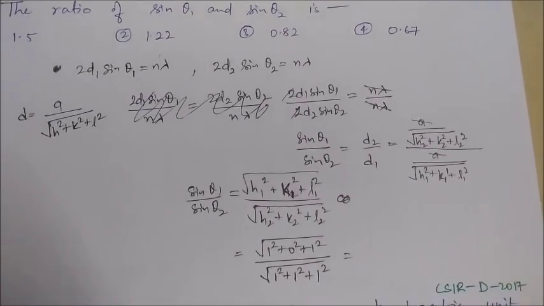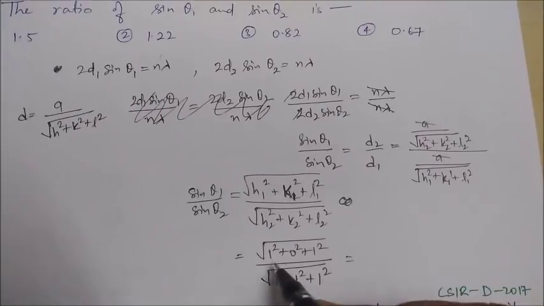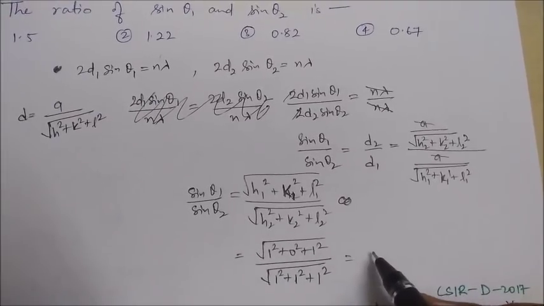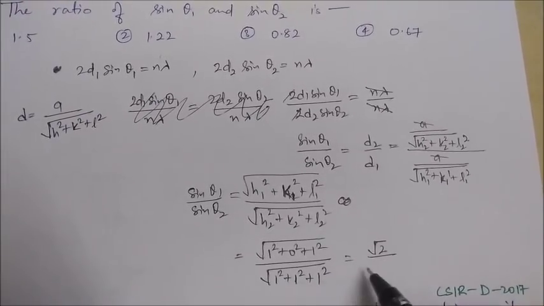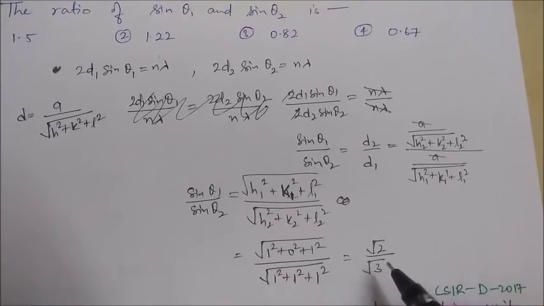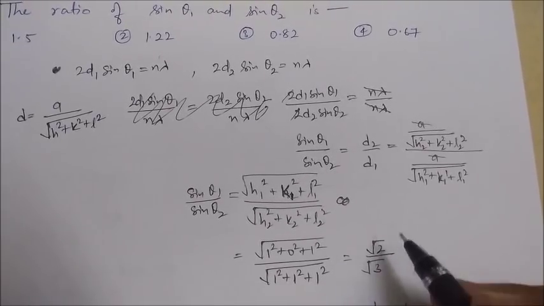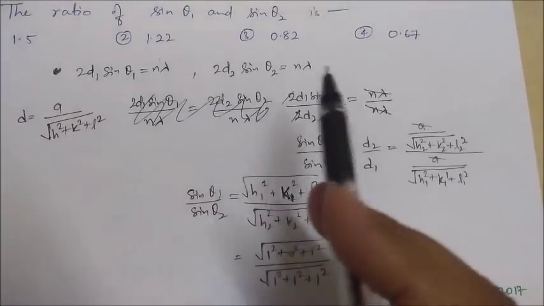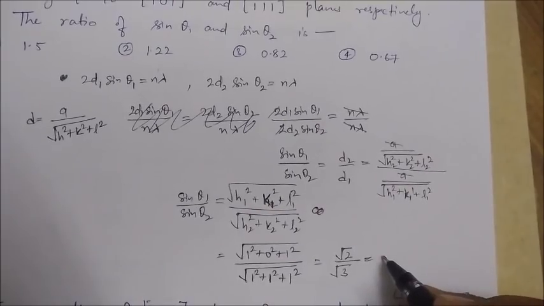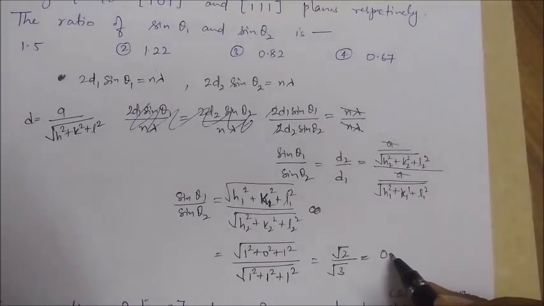So how much will be the answer? In the numerator I will get 1 plus 0 plus 1, which gives 2, so under root 2, upon, in the denominator, under root 3. So I will get root 2 by root 3. Just solve this and find the correct answer. You will get the correct option to be 0.82.